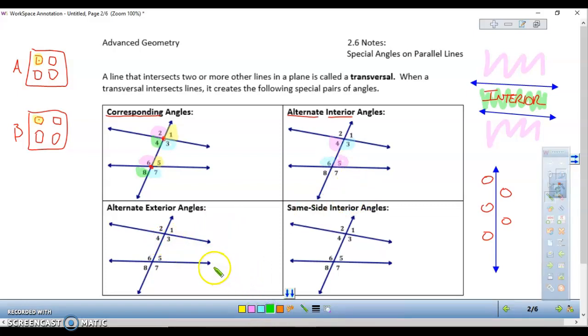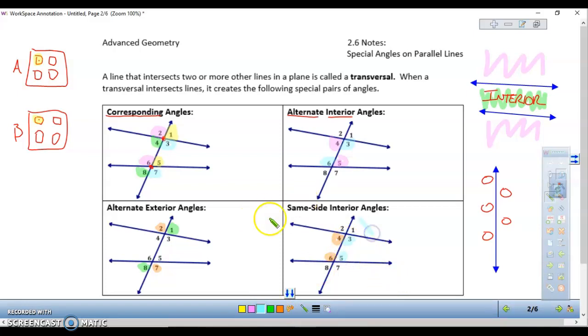Alternate exterior angles. They're going to be on alternate sides of the transversal, but outside of those two lines, or in the exterior of those two lines. So angle 1 and angle 8 will be alternate exterior angles, and then angle 2 and angle 7 will be alternate exterior angles. And the last thing is same side interior angles, or other books call these consecutive interior angles, I believe. Same side interior angles look like this, like angle 4 and angle 6. They're on the same side of the transversal, but they're inside the two lines, or in the interior of the two lines, or angle 3 and angle 5.